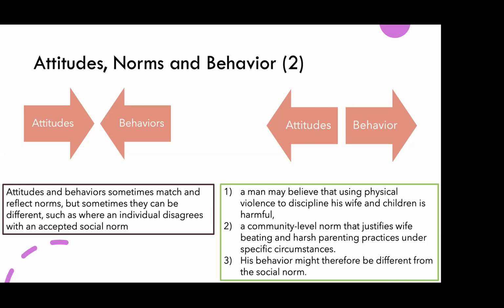For example, here you have an example. A man may believe that using physical violence to discipline his wife and children is harmful, a bad thing, but a community-level norm justifies that beating, so he will decide to beat his wife and child. Or he might, if he's a trendsetter, decide not to behave according to the norm.